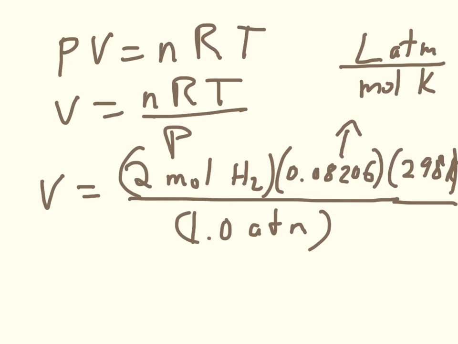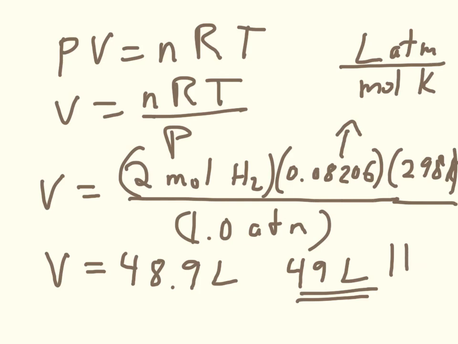To finish the problem, we just plug in those numbers. We get the volume is going to be equal to 48.9 liters. If we go back and look at our original data, it was only given to 2 sig figs. So really we should call this 49 liters of H2. And that's our final answer.